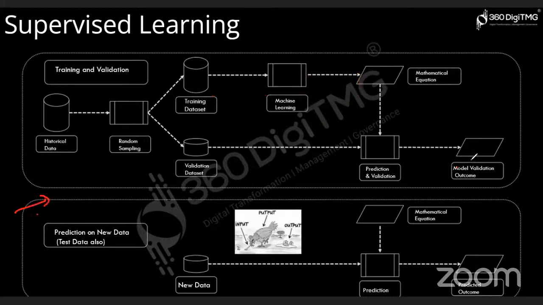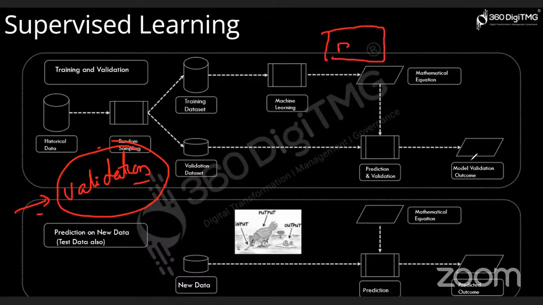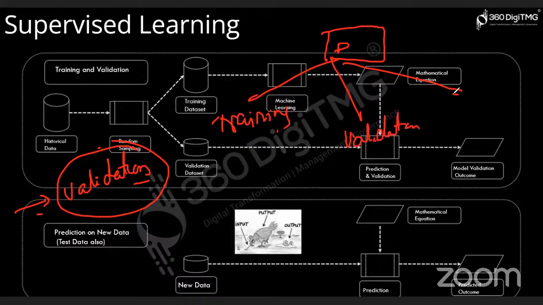Here we have one more thing called validation data. Let's say it is data. It is the training data, validation, and testing.